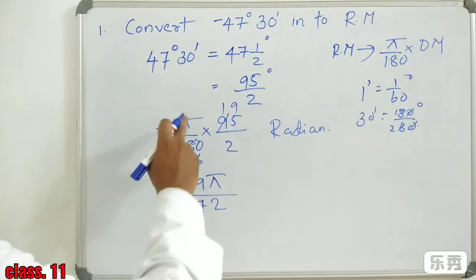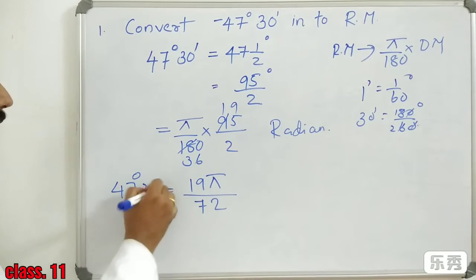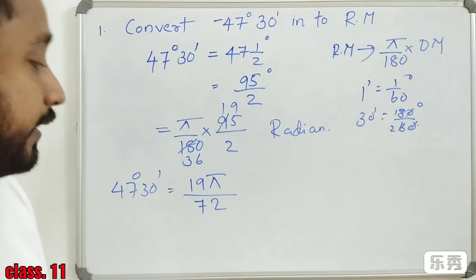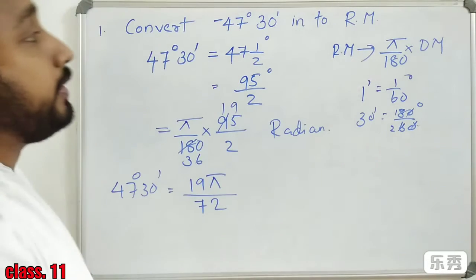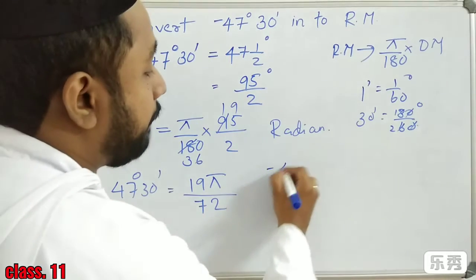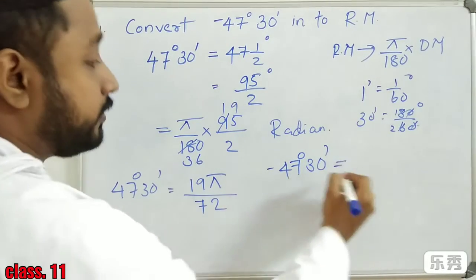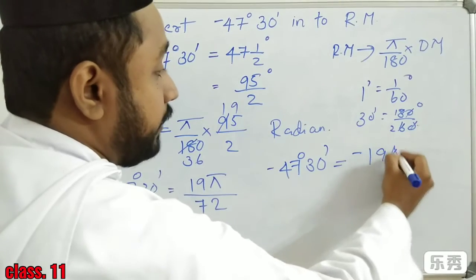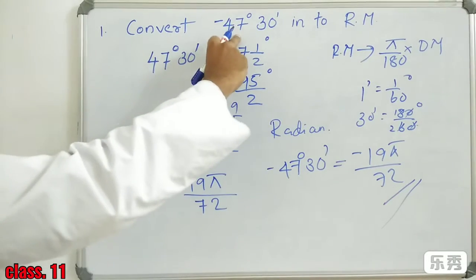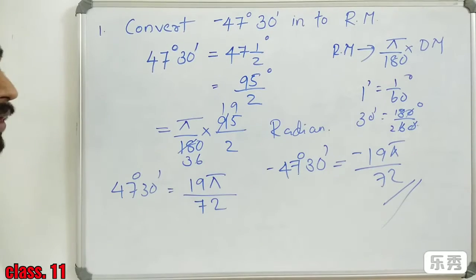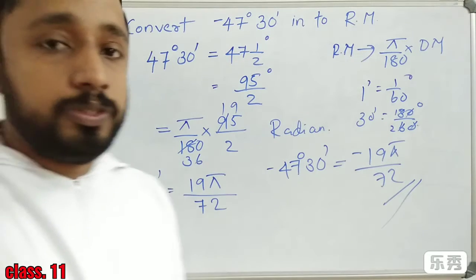So we got 47 degree 30 minutes is equal to 19 pi by 72. So minus 47 degree 30 minutes is equal to minus 19 pi by 72. So we have changed minus 47 degree 30 minutes into radian measure, that is minus 19 pi by 72.